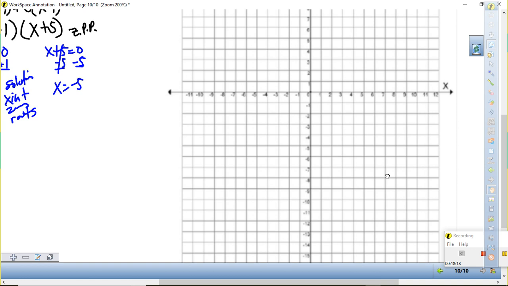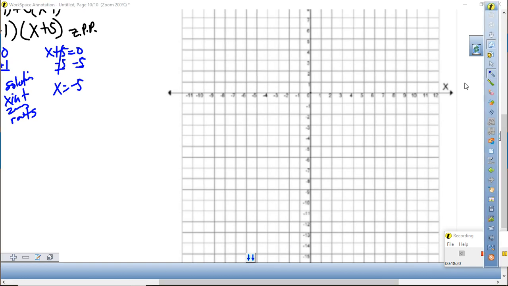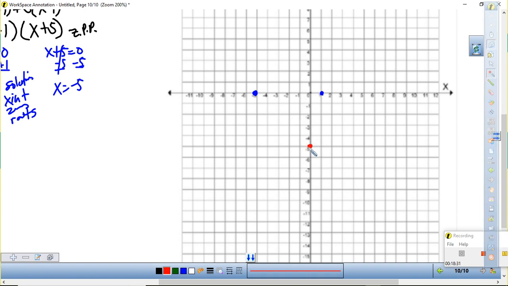Okay, while they get you the graph paper, what were my roots? -5 and +1. Okay. What is my y-intercept? -5. What is my vertex? -2, -9, which is right there. Now I can graph my parabola using those points.